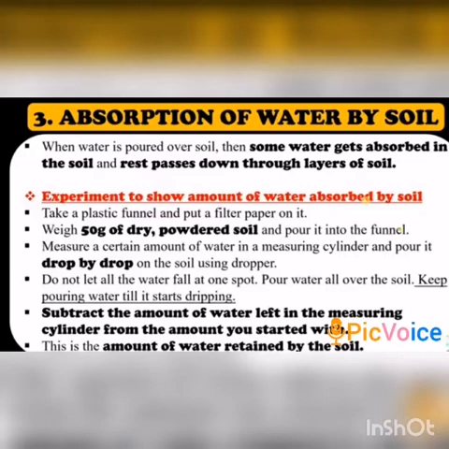Then by using this experiment, how do we find out the absorption of water by the soil? We have to subtract the amount of water left in the measuring cylinder from the amount you started with. This is the amount of water retained by the soil. I will show you in the picture.